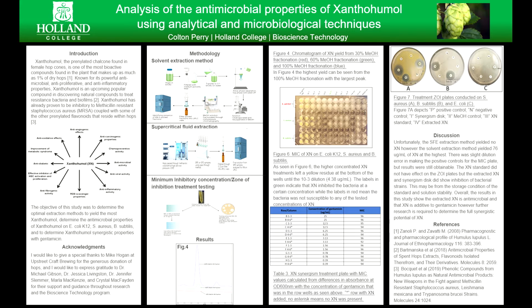As we move into the results, as we can see here in figure 4, from the methanolic extractions, the 100% methanolic extraction from mid-pressure resulted in the highest yield of xanthohumol at 76 micrograms per mL. However, unfortunately, the supercritical fluid extraction did not show any presence of xanthohumol.